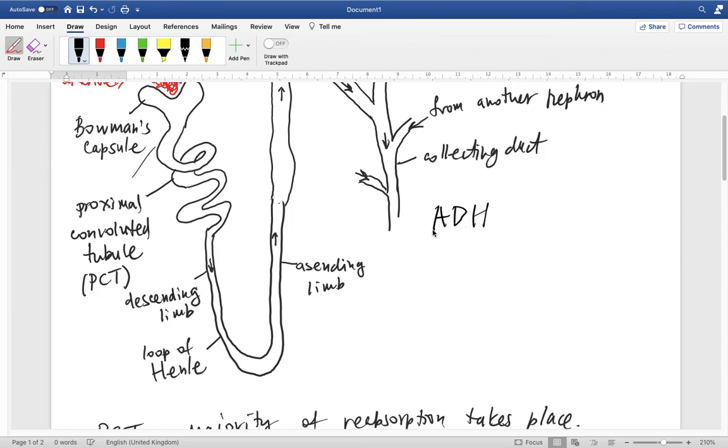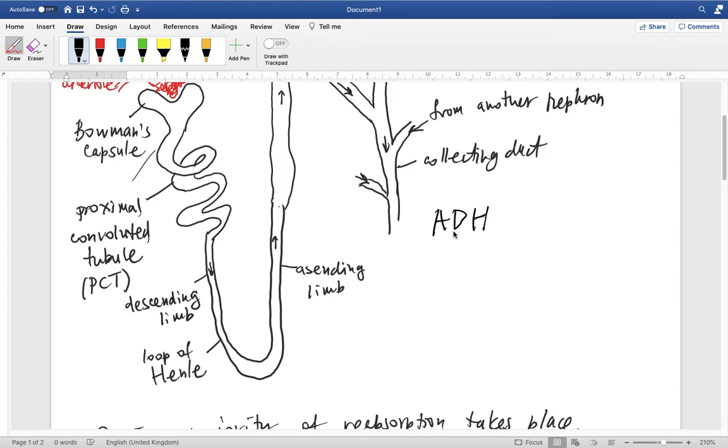So ADH, antidiuretic hormone. This is the hormone which is produced in your hypothalamus, in your brain, and essentially collects in your pituitary gland, and that's where it stays. Then your pituitary gland releases ADH, so it goes into your bloodstream, and it acts as any hormone.